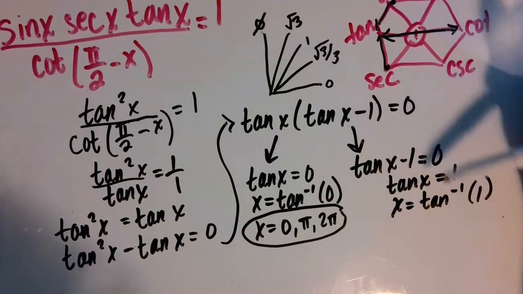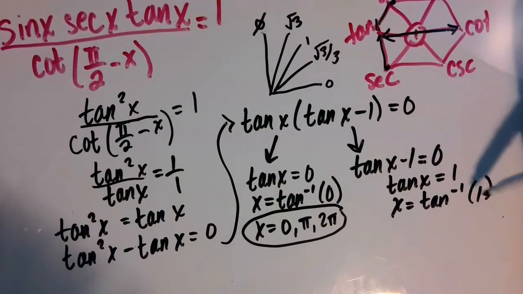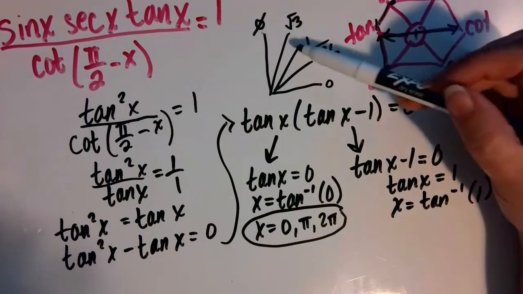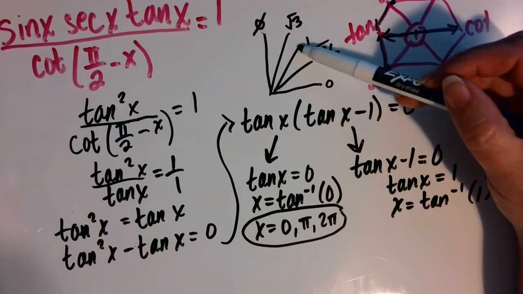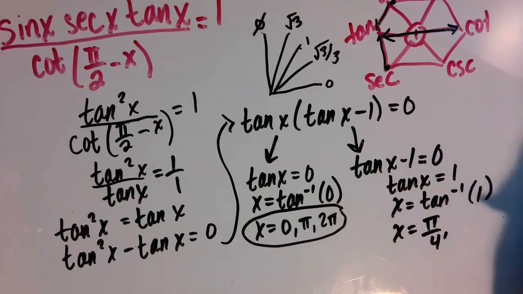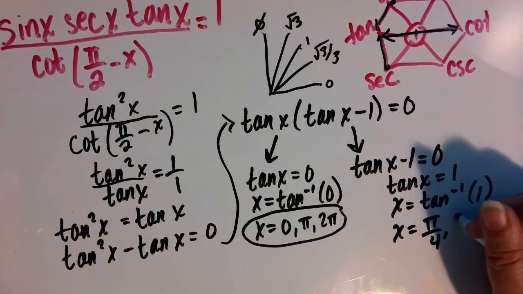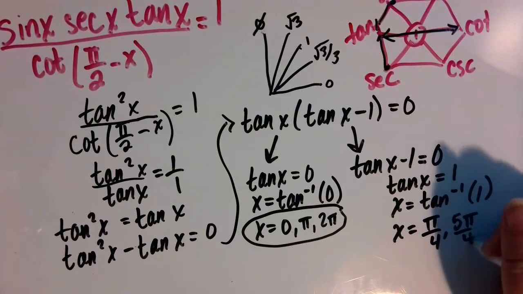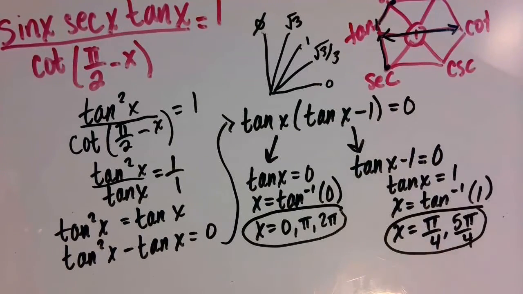Then for arctangent of 1, that's at pi over 4 in quadrant 1. But tangent is also positive in quadrant 3, and that would be 5 pi over 4. And those would be our two solutions for tangent of x minus 1 is equal to 0.